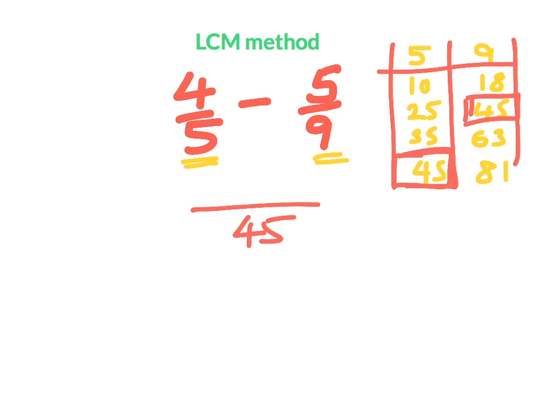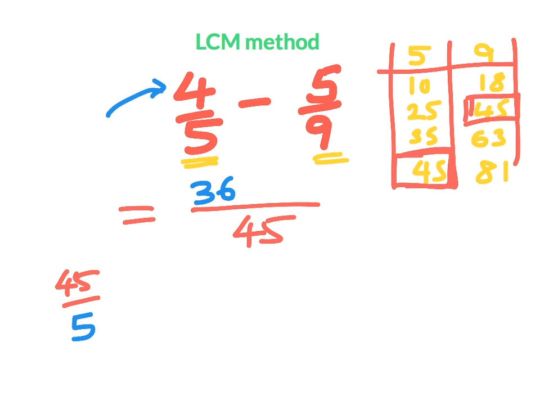So please note that. The next thing you want to do once you have written your new denominator is divide the new denominator by the denominator of each respective fraction. So you say 45 divided by 5, which is the denominator of the first fraction. So 5 goes in 45 9 times. So you now multiply that value with the numerator. So 9 times 4 is going to give us 36.